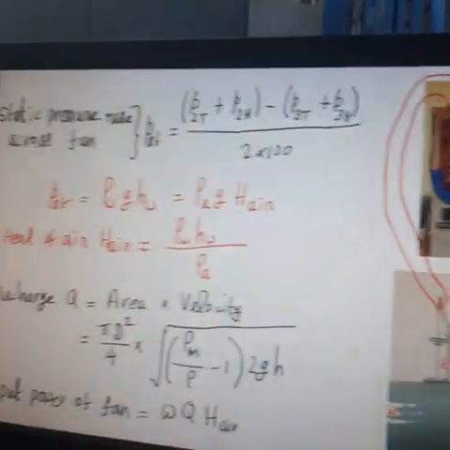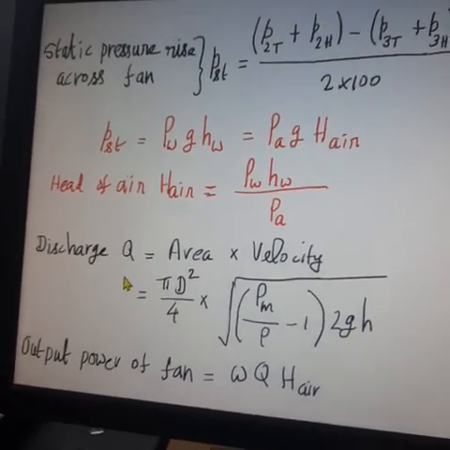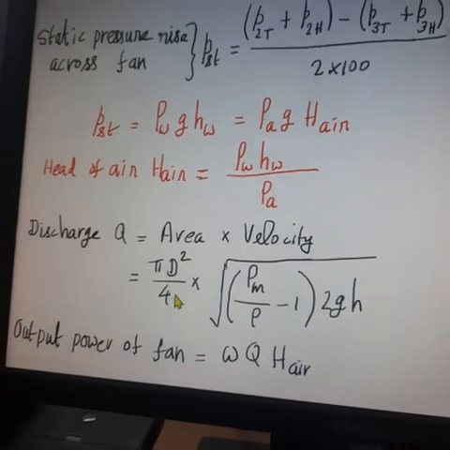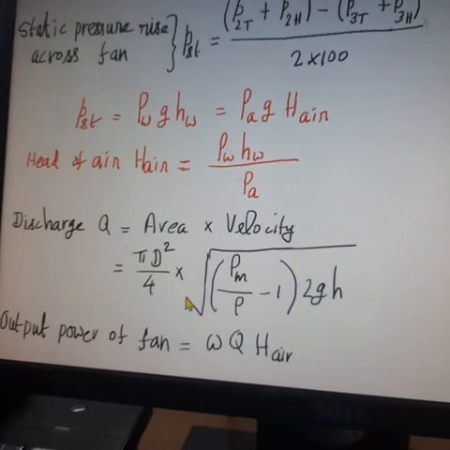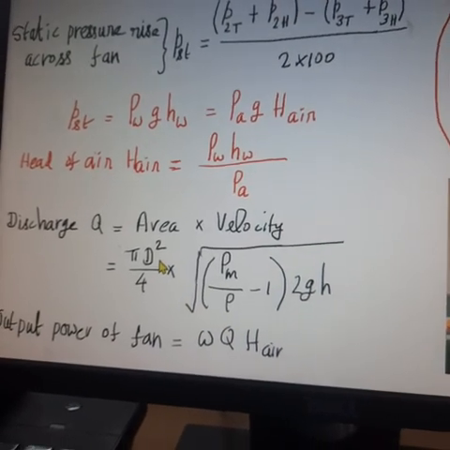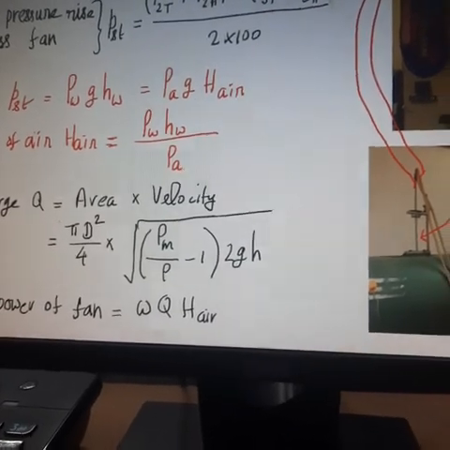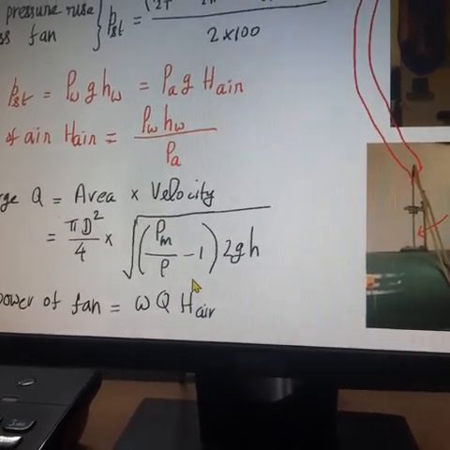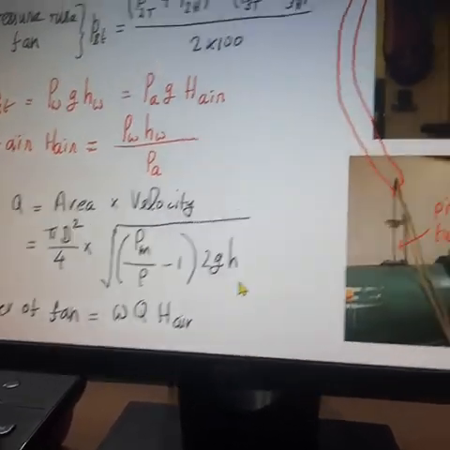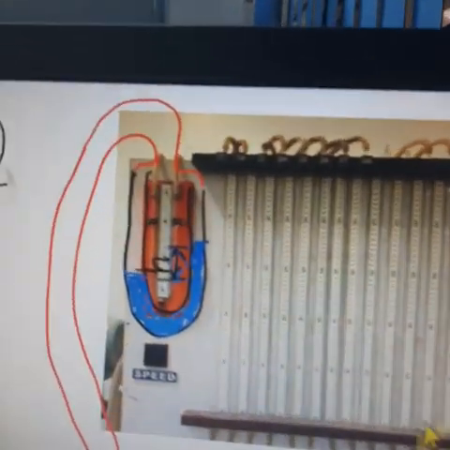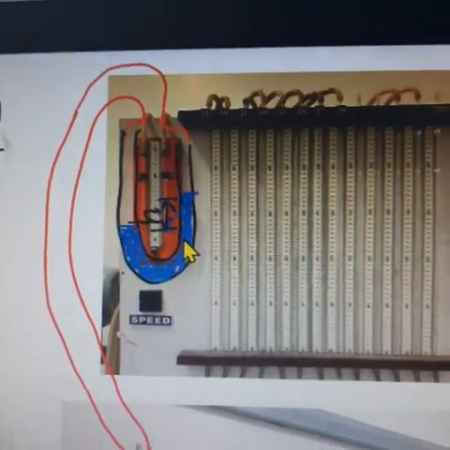So this is how we are going to find the head of air using these 4 manometer banks. To find the discharge of air, we are using the formula Q equals area into velocity, where area is the area of the tube in which the fan rotates. So pi d squared by 4, where d is the diameter of the tube, and velocity is measured using the pitot static probe, which is fitted at the suction side of the tube, which is given by square root of (rho m by rho minus 1) into 2 g H. So H is the reading of the manometer which is fitted with the pitot static tube.